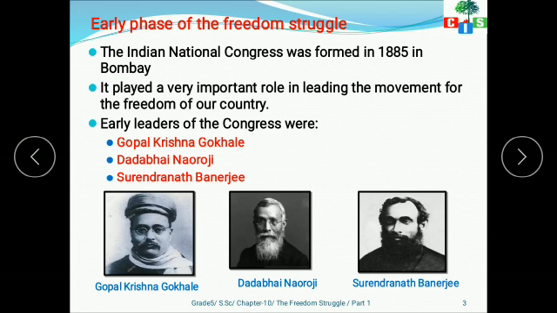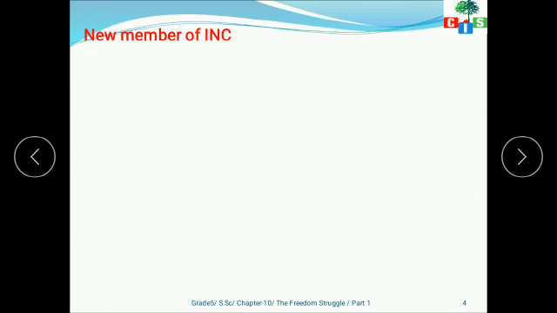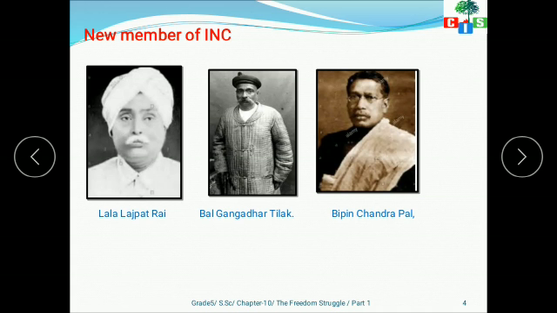Now there are some early leaders of the Congress. These were Gopal Krishna Gokhale, Dadabhai Naoroji, and Surendranath Banerjee. You can see the pictures also. He is Gopal Krishna Gokhale, then Dadabhai Naoroji, and then Surendranath Banerjee, right? These were the early leaders of the Congress. Now there are some new leaders also, new members of the Indian National Congress. These were Lala Lajpat Rai, Bal Gangadhar Tilak, and Bipin Chandra Pal. And they played a very important role in history.